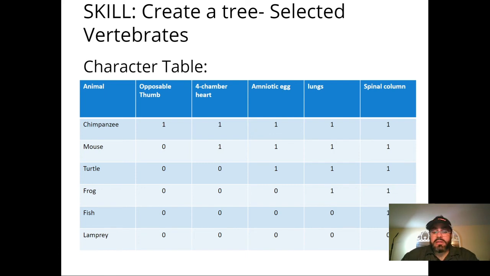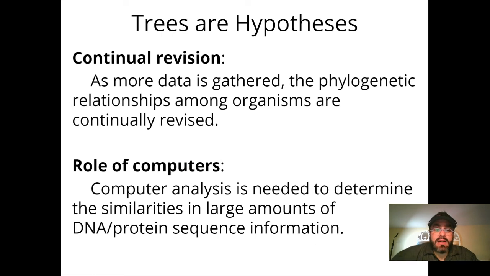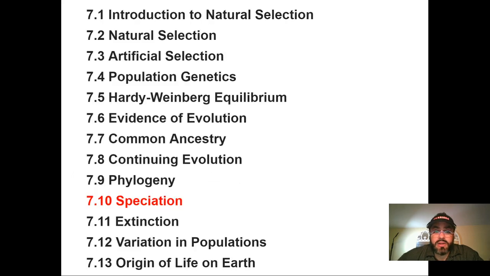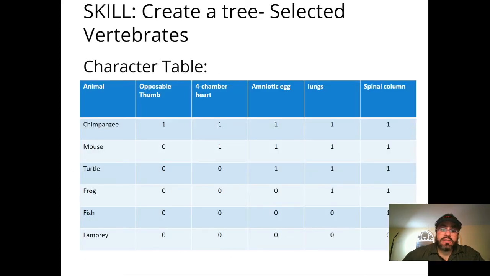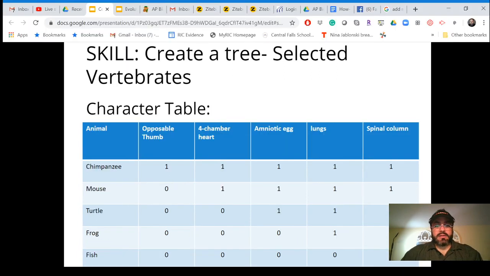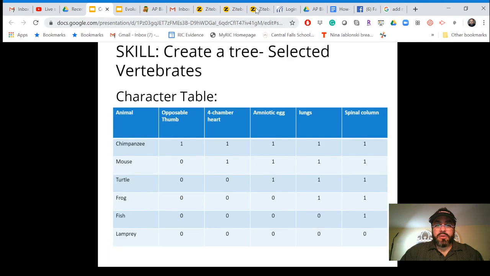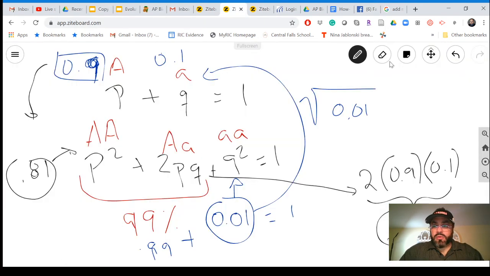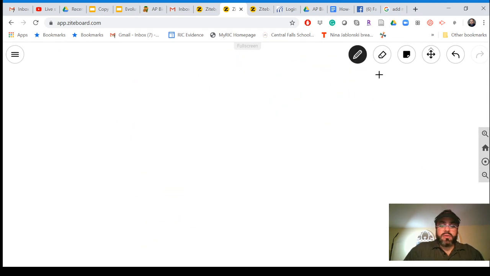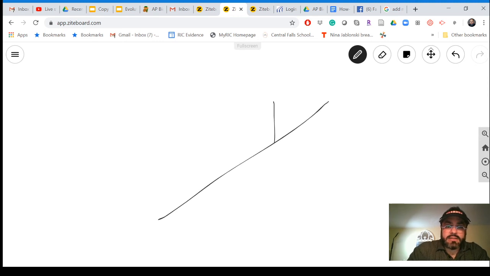And so when you put these things together, it's important that you realize that you can revise these things as more information comes in. And right now, computers are the way that they're putting these together. If you were to create this table, let me show you really quick how I would do this. Let me go back to this whiteboard and erase this whole mess. The way I would do it would be to create a tree that looks something like this.